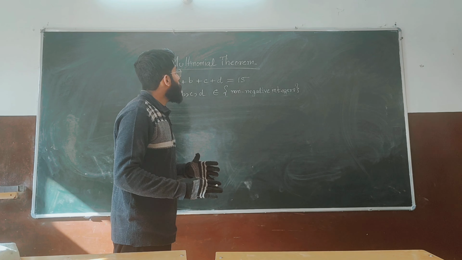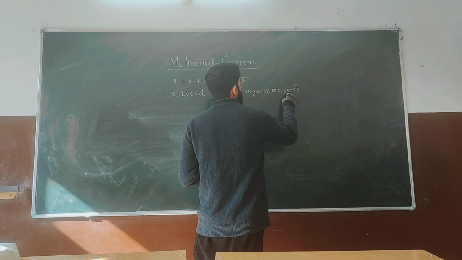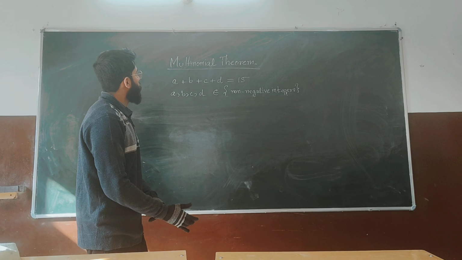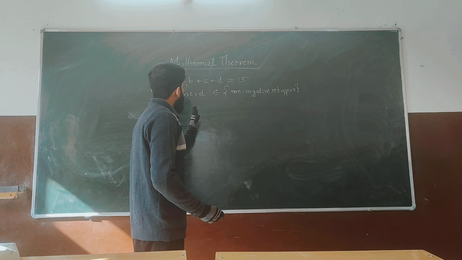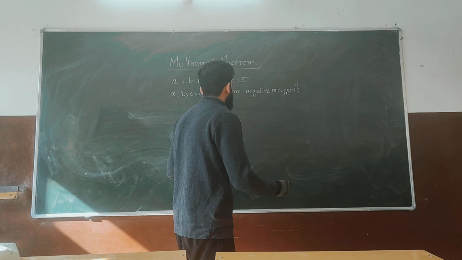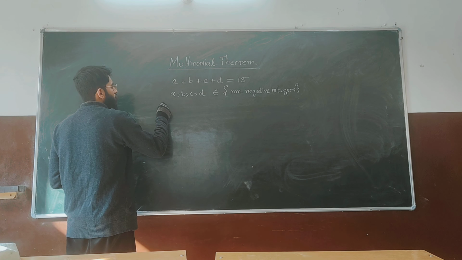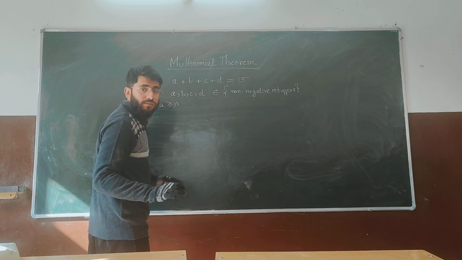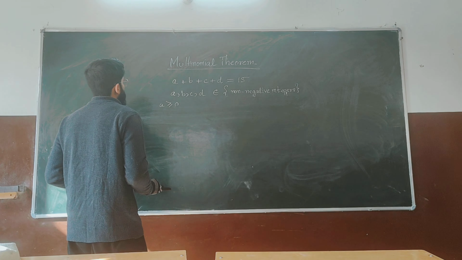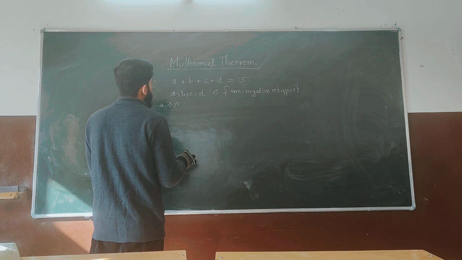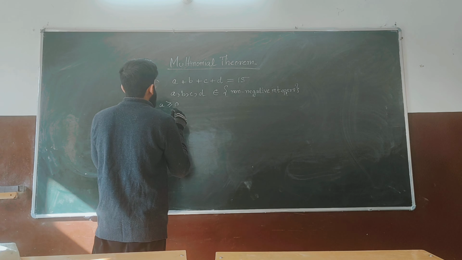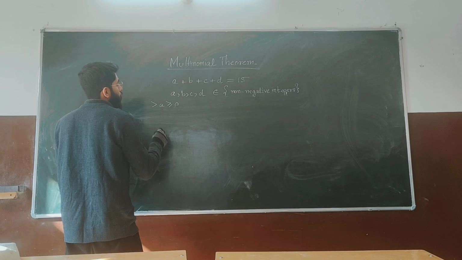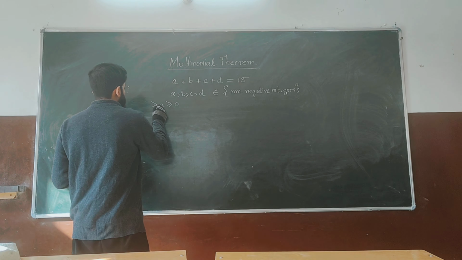For example, if you come across a problem like this: a plus b plus c plus d is equal to 15, where a, b, c and d belong to the set of non-negative integers. Then clearly each of these a, b, c and d should be greater than or equal to 0. I can further say that in this question, the maximum value that a can take has to be 15.